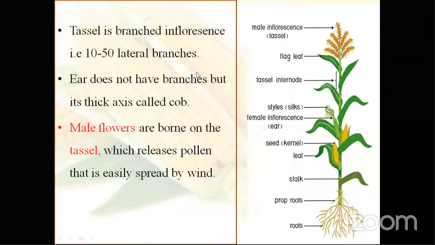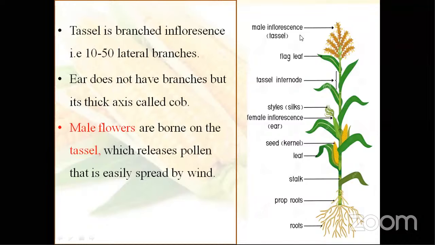Then coming to the maize plant morphology. This is how the maize plant looks like. Roots, we just discussed the 4 types of roots. Here you can observe the prop roots emerging, and here the crown roots also. Then how many internodes are there in one maize plant on an average? 14 internodes you can observe.